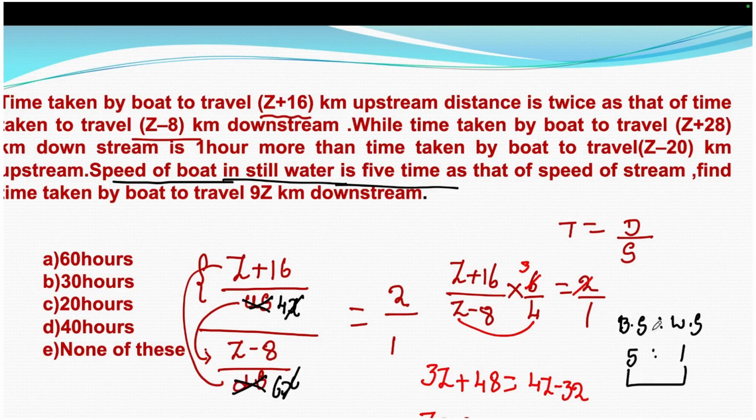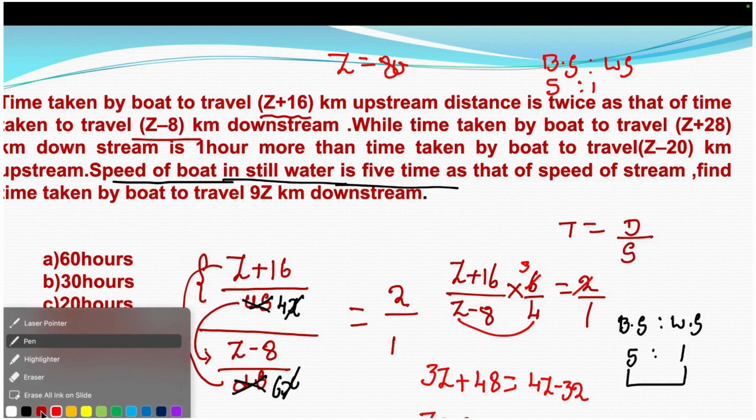Now I know the z value, and the boat speed and water speed I know. So the remaining I will erase now. You can note this down. Here I will write it: the z value is equal to 80, and the boat speed and water speed I know, that ratio will be 5:1. The remaining I will erase.